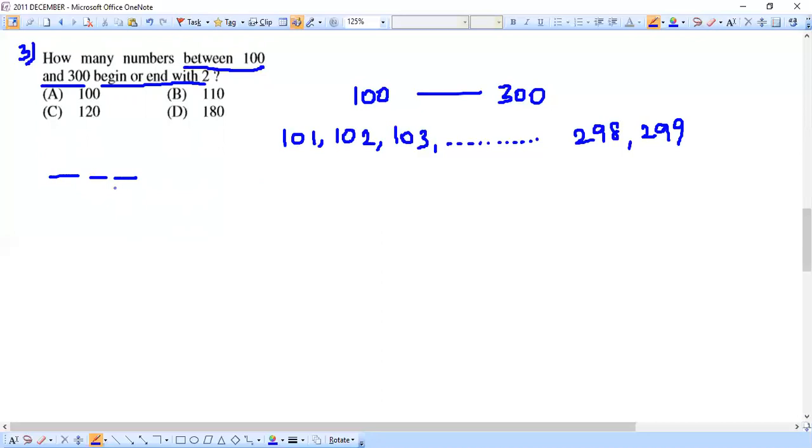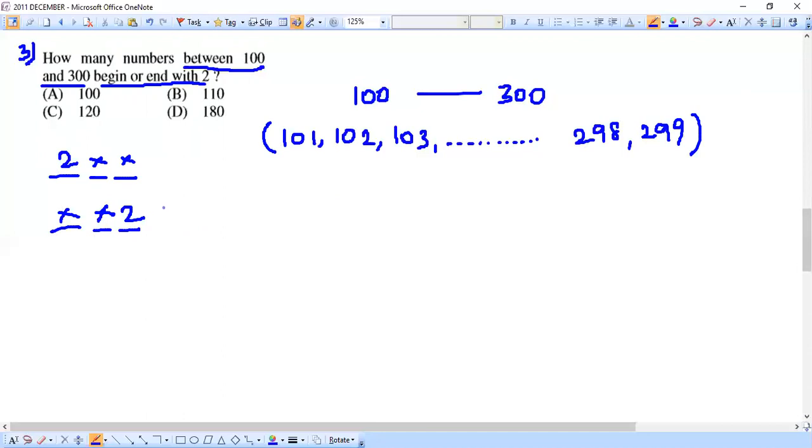Is it or not? They are all going to be 3-digit numbers only. How many of them will be starting with the digit 2 and some other digit and some other digit? Or how many of them will have 2 as the ending digit? That is some digit, then some digit, then the last digit will be 2. I think you are able to understand. In this list, from 101 till the last number 299, how many numbers can we find such that they will either begin with 2 or they will end up with 2? This is our question.